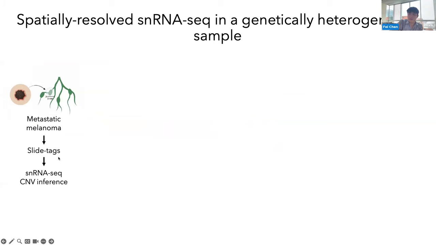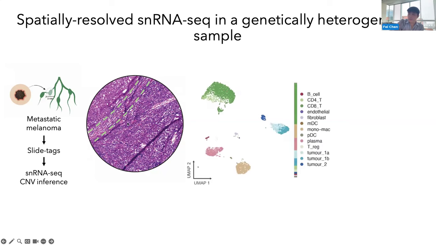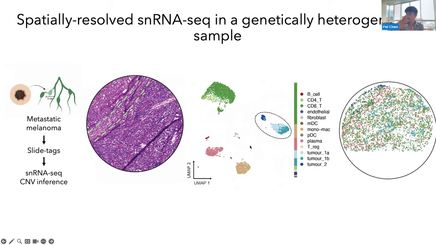And here is the histology for the sample. You can see there are these two lobes of the tumor separated by this fibrous stroma region. We performed Slide-tags on it. Here are the cellular populations. You can see the immune clusters as well as three clusters of tumor cells. We can place all of these into the spatial context of this tumor section.